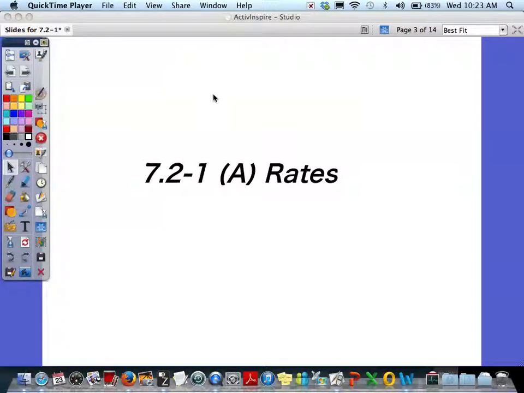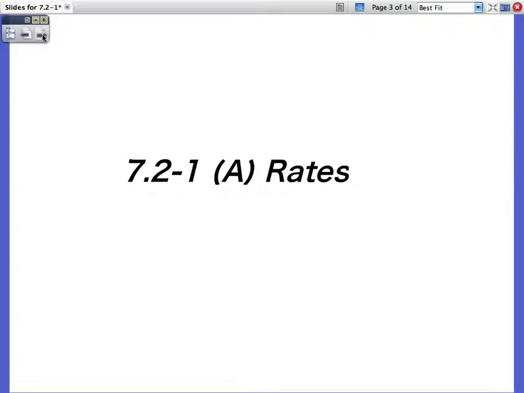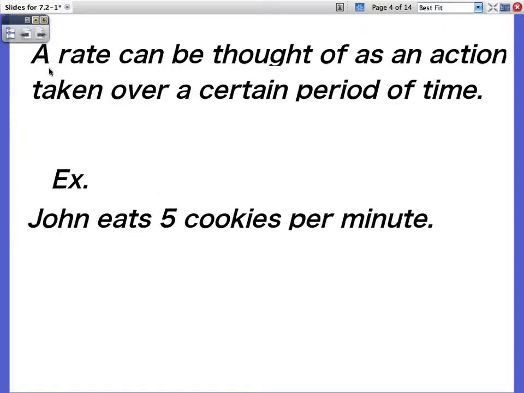Lesson on rates, and obviously this is video A for the first lesson in Unit 2 for 7th grade. And before we dive into the math, let's just quickly reference what does a rate mean? What is a rate? So a rate can be thought of as an action taken over a certain period of time. So here's an example.